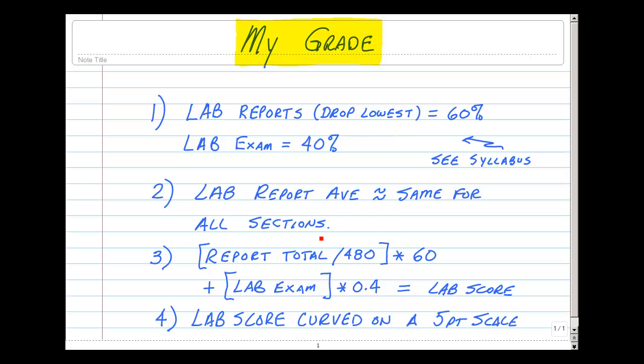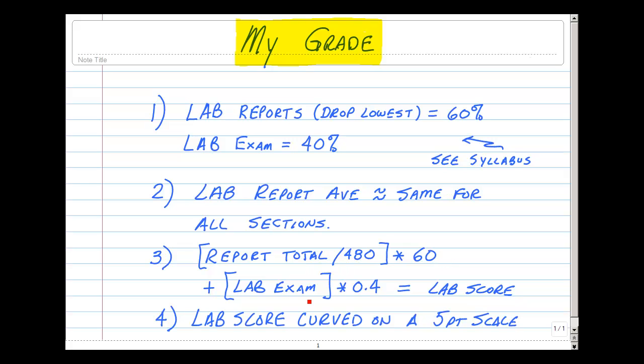Now we have more than one section of the lab, and we have different quizzes, and so the grading is not going to be exactly the same. One way to equalize that is to take the average lab report in each section and multiply it by a scale factor to make all sections have about the same average. I will then take your scaled lab report and divide it by the total number of possible points, which would be 8 experiments at 60 points apiece, which is 480, and then multiply that by the weighting of the 60%.